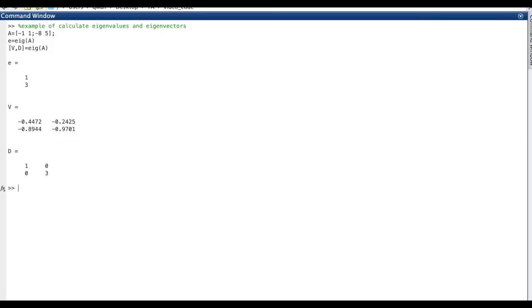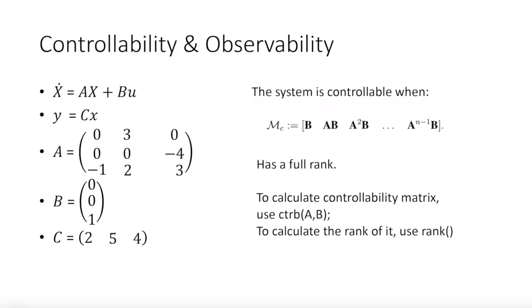Here for this example also, A is minus 1, 1, minus 8, 5, and the eigenvalues and eigenvectors are computed as shown here. As I said before, the eigenvectors are not unique, and any scalar coefficient of them can be considered, as long as it satisfies the eigenvector equations.